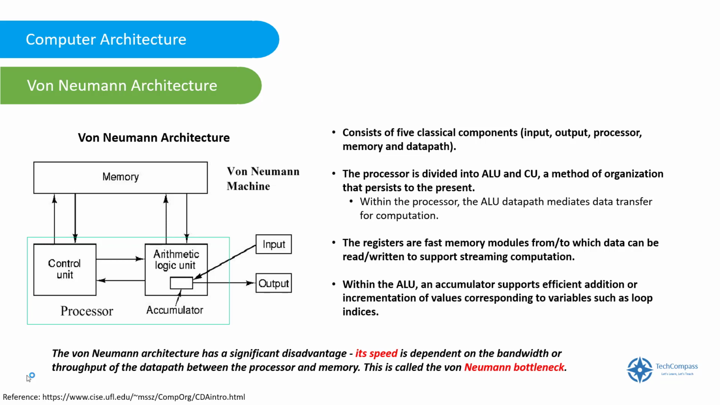Within the processor, the ALU data path mediates data transfer for computation. Registers are very small storage elements present inside the processor and are fast memory modules from and to which data can be read or written to support streaming computation. Accumulator is one type of special register and it supports efficient addition or incrementation of values corresponding to variables such as loop indices. The von Neumann architecture has significant disadvantages. Its speed is dependent on the bandwidth or throughput of the data path between the processor and the memory. This is called the von Neumann bottleneck.